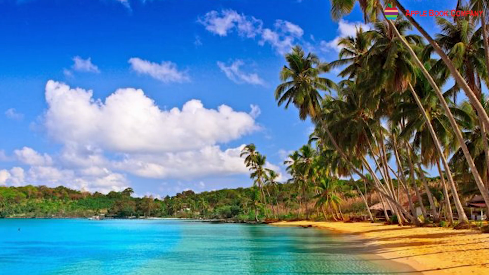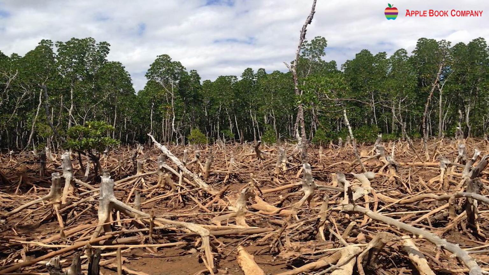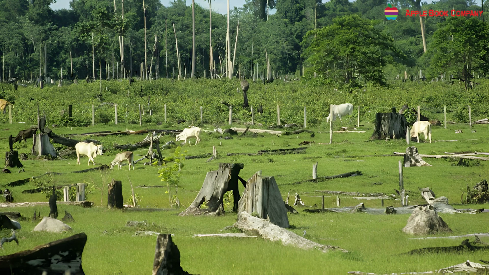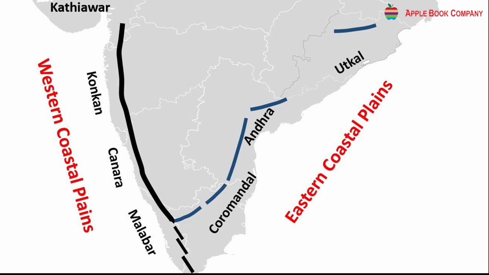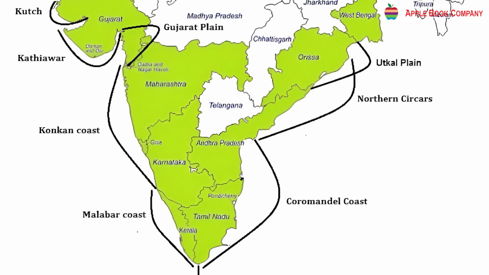Many of the forest trees in the western coastal plains have been cut down to grow crops. This made a number of animals lose their living place. The eastern coastal plains. The eastern coastal plains lie between the Eastern Ghats and the Bay of Bengal. They extend from the West Bengal coast in the east to the Tamil Nadu coast in the south. The average width of the plain is about 120 kilometers. It is divided into two parts.